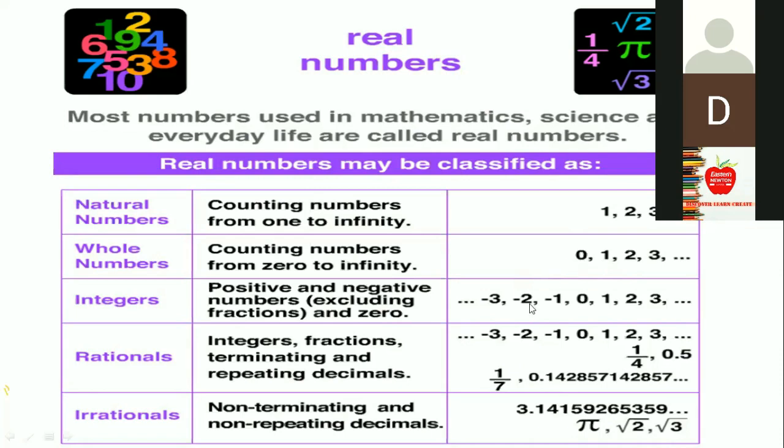The third one is the set of integers. So what is extra added to whole numbers? The negatives of the natural numbers alone are added to the set of whole numbers. Then we will get the integers.